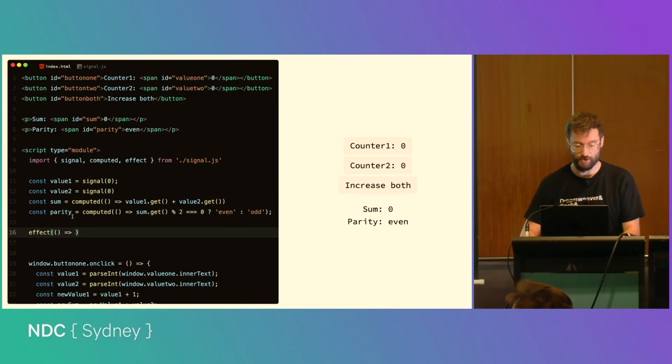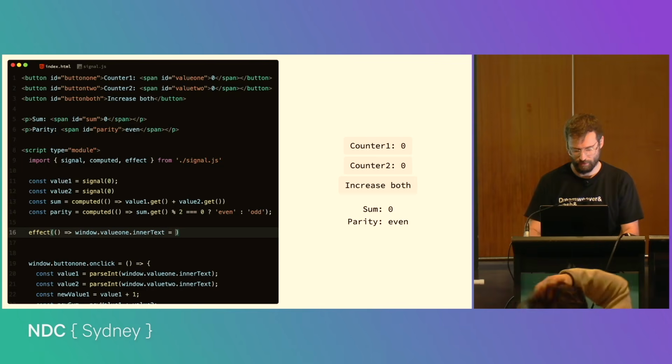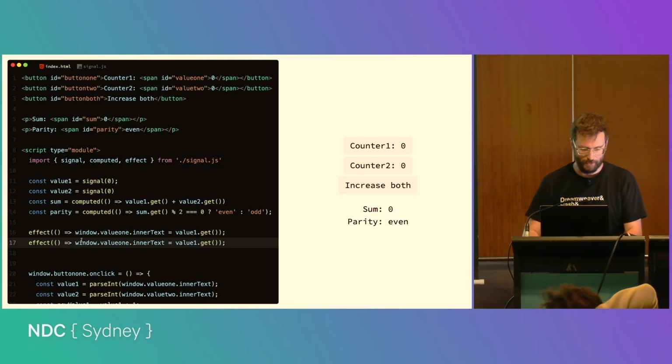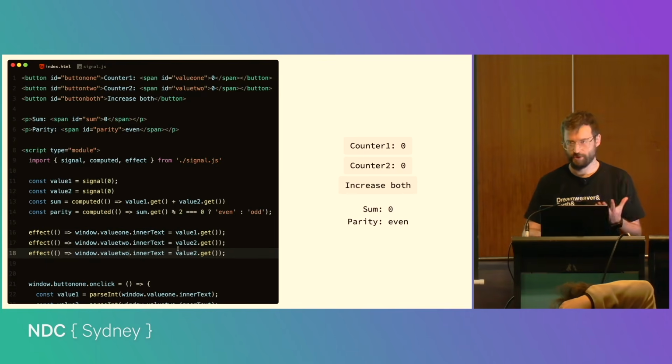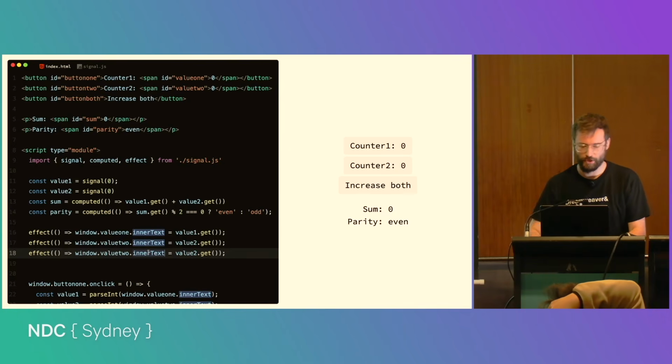Which again can be very concise because we can be very granular. Whenever value 1 changes, we actually want to update the counter, right? So window value 1 in our text. And the same for value 2, sum and parity. So again, we're very explicitly now just concerned with, okay, whenever the state changes, what are the actual DOM updates that we want to do?